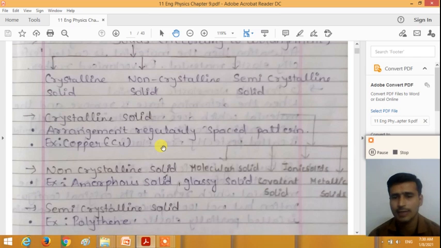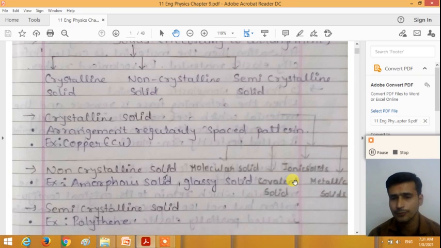The crystalline solids are further classified into four categories: molecular solid, covalent solid, ionic solid, and metallic solid. If the constituent particles are molecules, the crystalline solids are called molecular solids, right? If the constituent particles in the crystalline structure are atoms, the solids are called covalent solids. And if the constituent particles in the solid are ions, positive ions and negative ions, the solids are called ionic solids. And if the constituent particles are positive ions, the solids are called metallic solids, right?